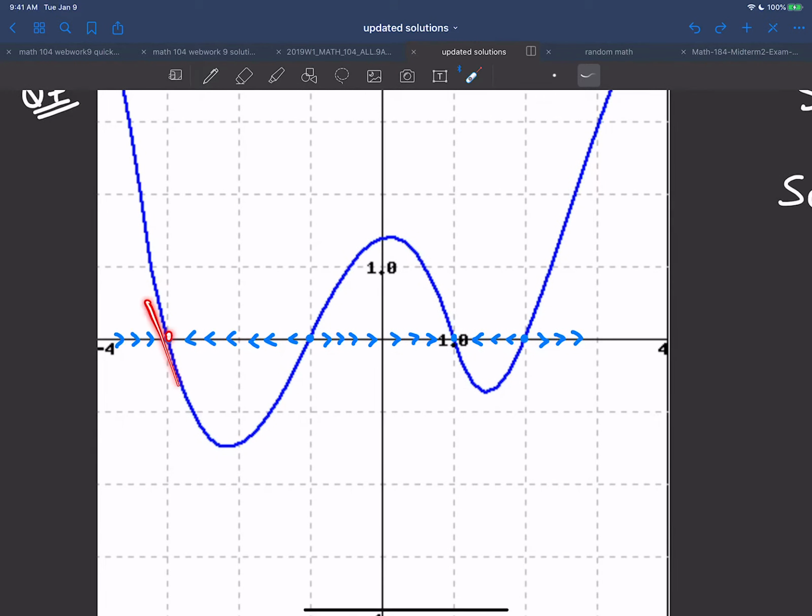You can draw a tangent at the state. If it's a negative tangent or downward sloping, it's stable. So stable, unstable, stable, unstable. That's one way. Or you can do the arrow analysis as well.